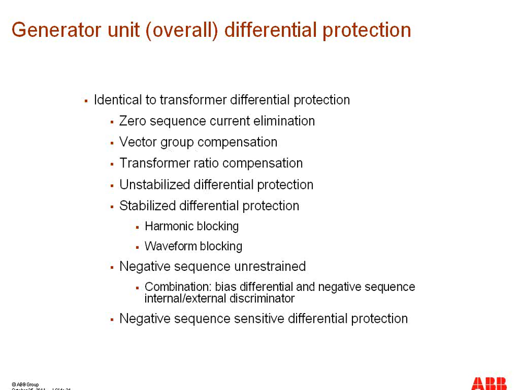And then we have to have the unstabilized differential protection as we talked about before. And then we'll have stabilized differential protection. And then, of course, we have to have this harmonic blocking and waveform blocking as well for the switch-on-to-fault features. And then we have the negative sequence unrestrained protection, and then combination with the biased differential. And then we have the negative sequence sensitive differential protection when it comes to the generator unit differential protection.